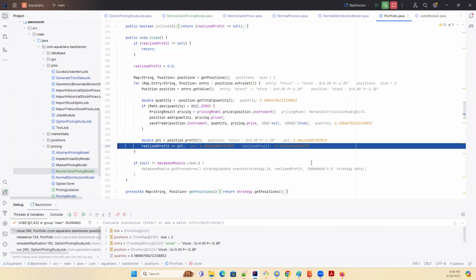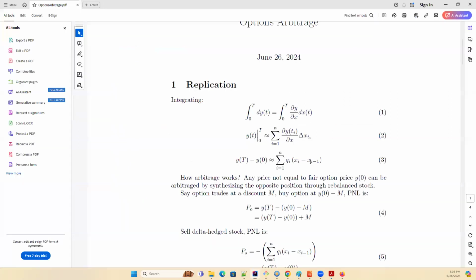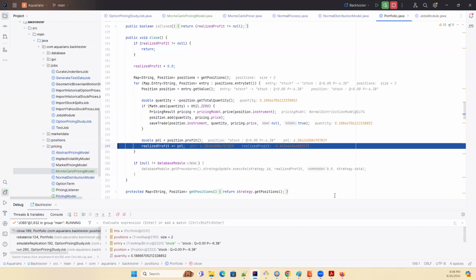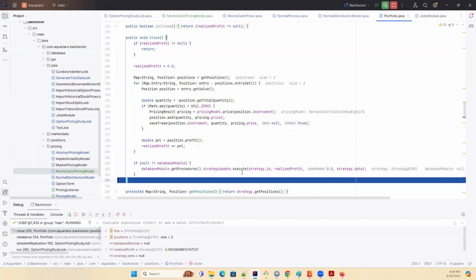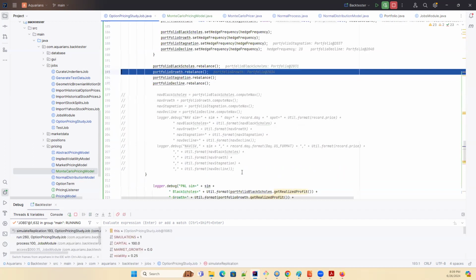So you have to strike a balance between how often you hedge and how accurate this formula is. But let's go further. We lost some money on the option, made some money on the stock, and overall we lost some money, but not as much as we would have lost if just trading the option simply. So this is for the Black-Scholes position.